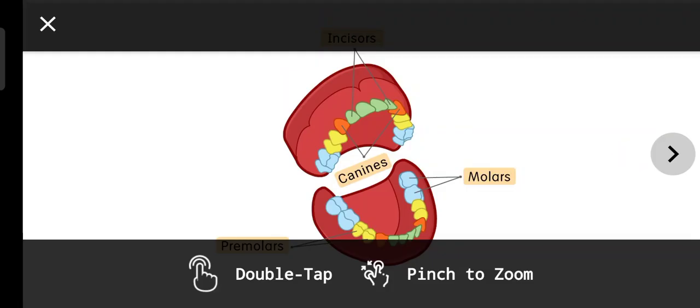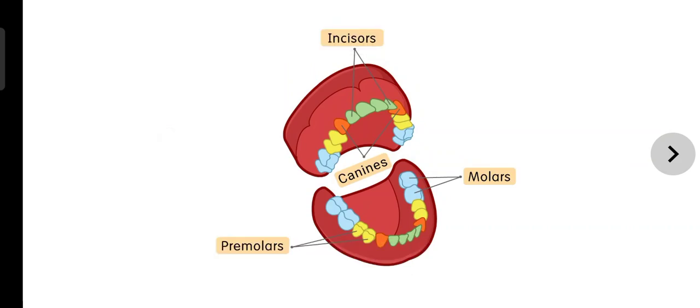So students, you can see the picture in front of you. Here you can see in the top part of the teeth, the front 4 teeth are called incisors. The teeth beside the incisors are called canines. The two teeth at the last on both sides are called molars, and the two teeth beside the molars in front are called premolars.